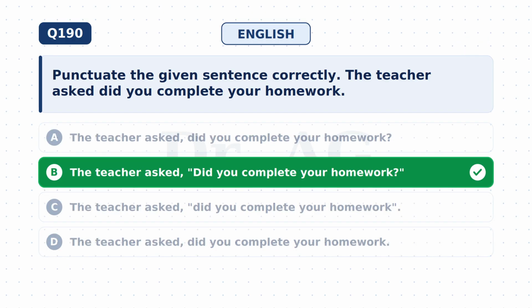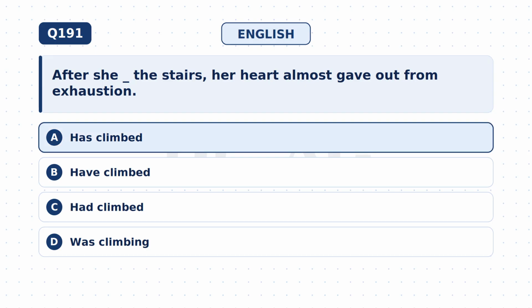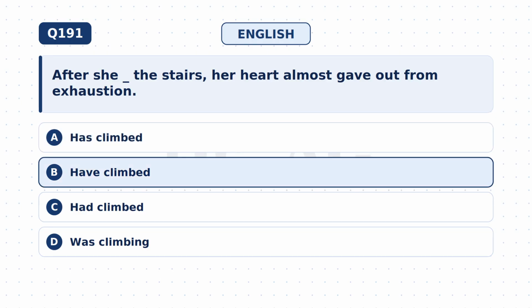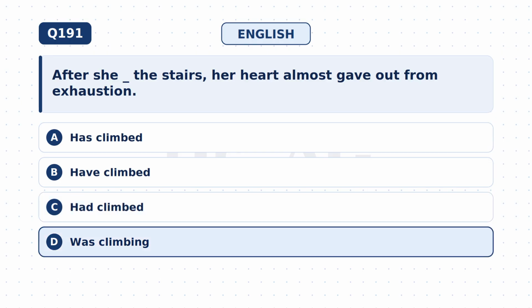The correct answer is B. The teacher asked, did you complete your homework? Question 191. After she climbed the stairs, her heart almost gave out from exhaustion. Option A. Has climbed. Option B. Have climbed. Option C. Had climbed. Option D. Was climbing.